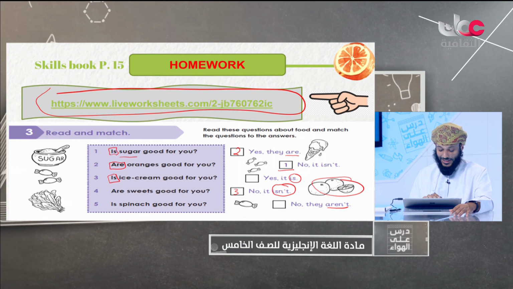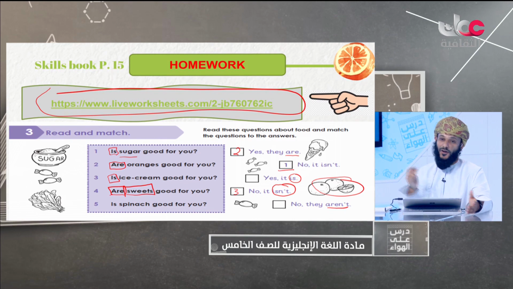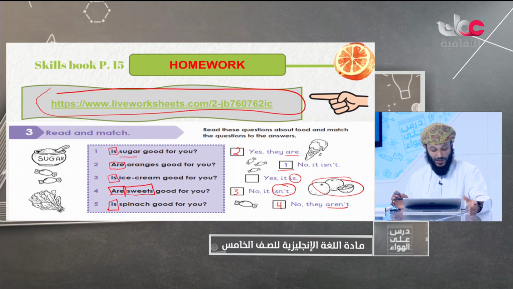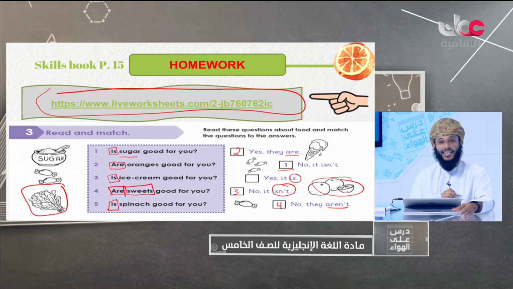And what about sweets here? What about sweets? The question starts with are. No, they aren't. This is number 4. And number 5 starts with is, and of course, yes, it is, because it's healthy, because it's a type of vegetables. So this is number 5.